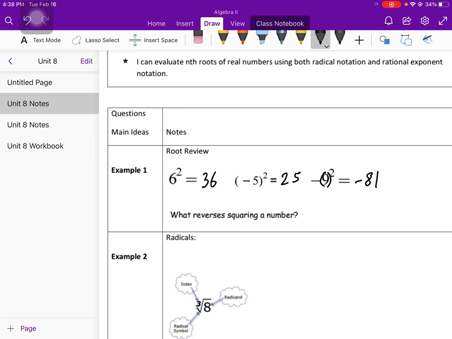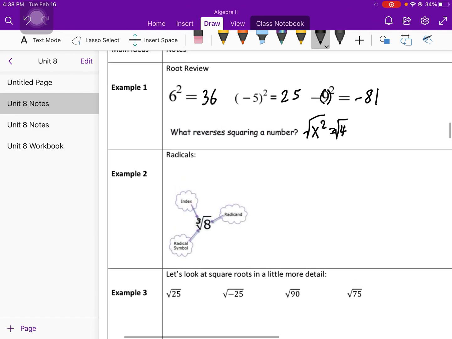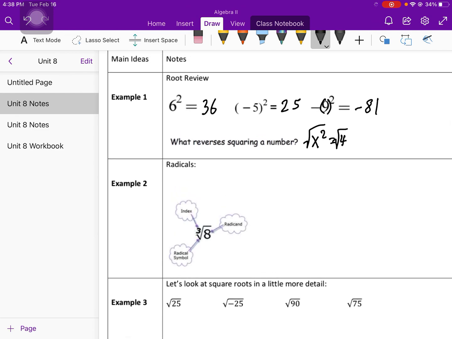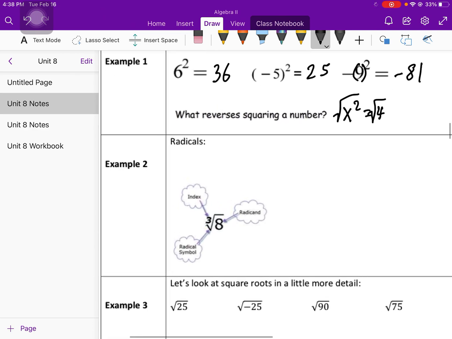And then what reverses squaring a number? Well, whenever you were solving for something like this, you would take the square root. That's how you undo a square. That's the idea there. Now, radicals is the other part. You've worked with radicals before, specifically the square root. But when we're talking about radicals, we're going to be looking at all kinds of roots. So there's cube roots, there's fourth roots, fifth roots, like an infinite number of roots.